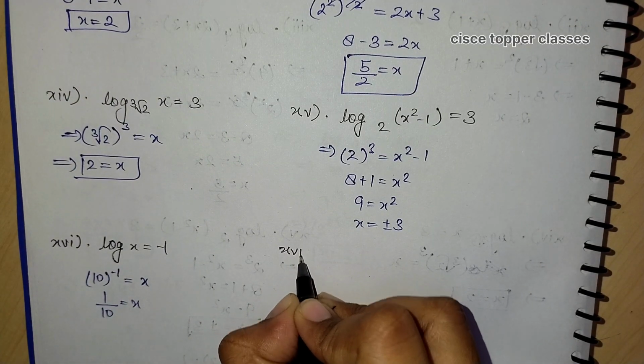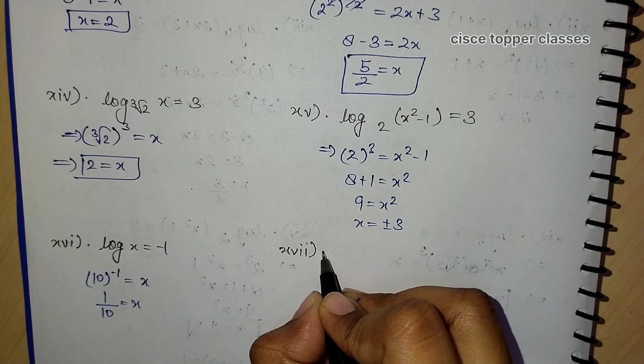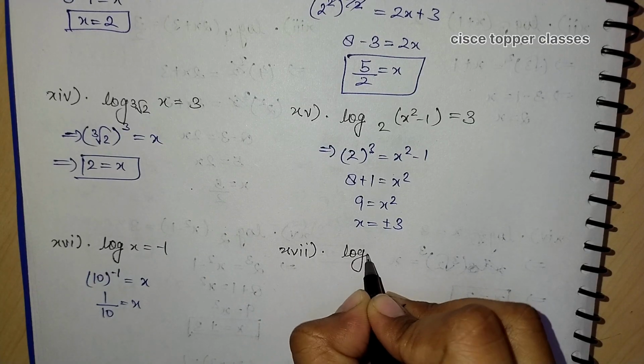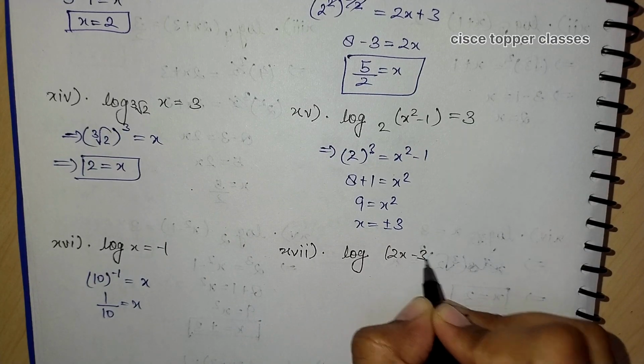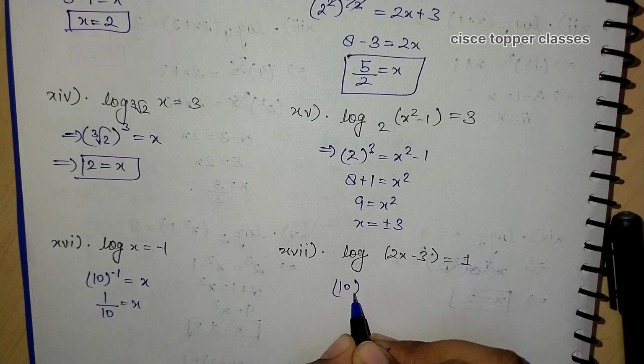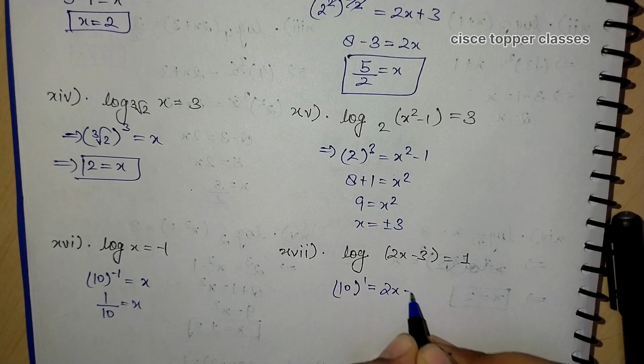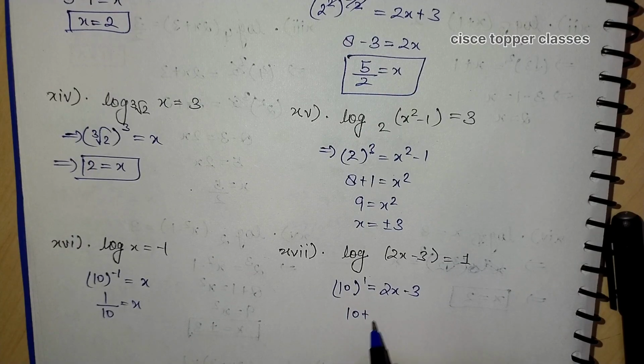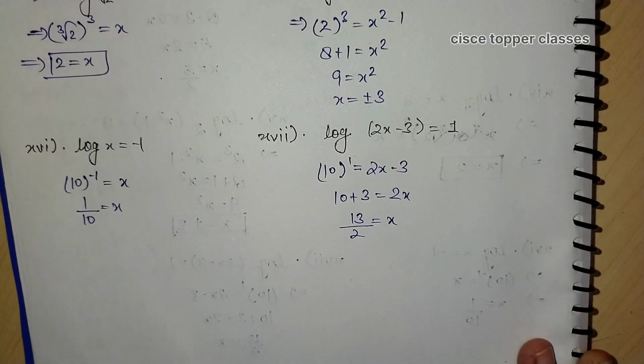And the 17th part here is log of 2x minus 3. Again the base is not given, so we will take the base as 10 only. 10 to the power 1 equals 2x minus 3, which gives 10 plus 3 equals 2x. So 13 by 2 will be the value of x from here.